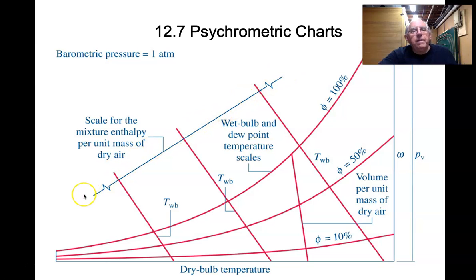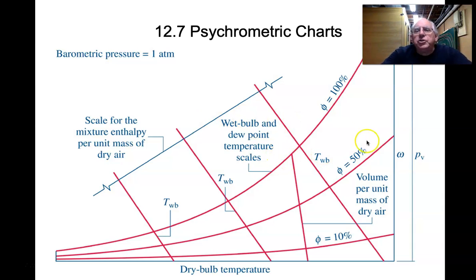Now, what that means is that if we have a dry bulb temperature and a moisture level, a humidity ratio, we have a point somewhere in this chart, and from that point we can go up, and usually there are scale lines, to obtain the mixture enthalpy per mass of dry air.